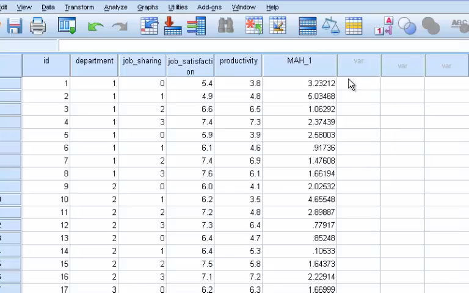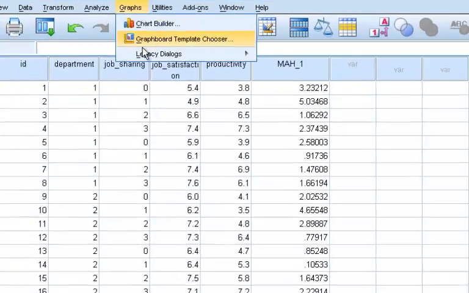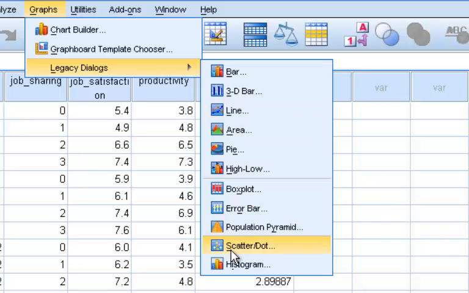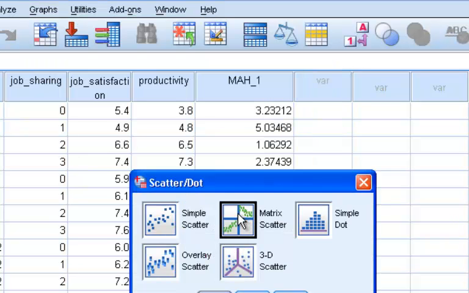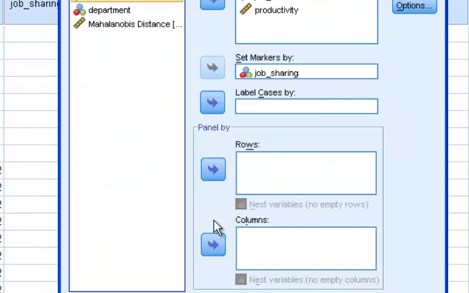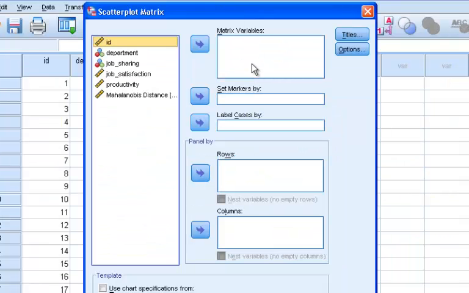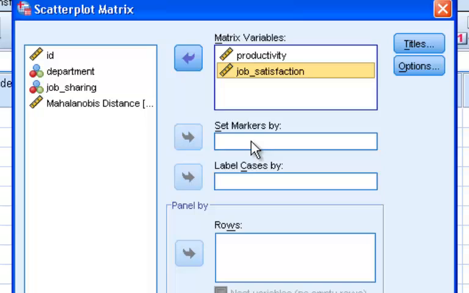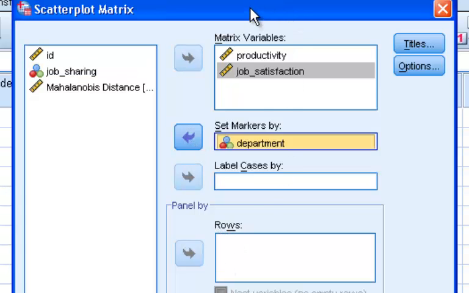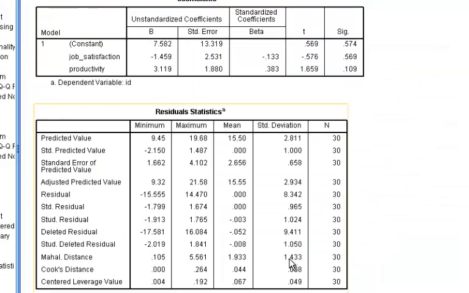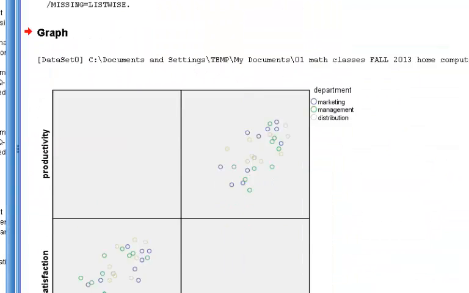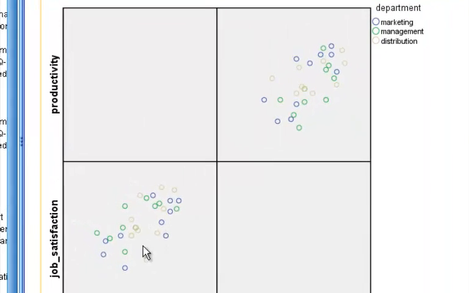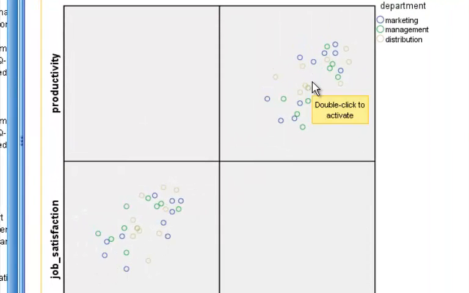So we're going to go ahead and make a chart on that one. We're going to go to Graph, Legacy, Scatter Dot. We're going to do the matrix scatter. Define it. Okay, so the matrix variables, that's going to be our DVs. And our set markers by, SPSS can only do one at a time. So we're going to do the department first. Okay. Click OK. Yeah, you could see a definite pattern there. They're trying to form a straight line, so that one's good.